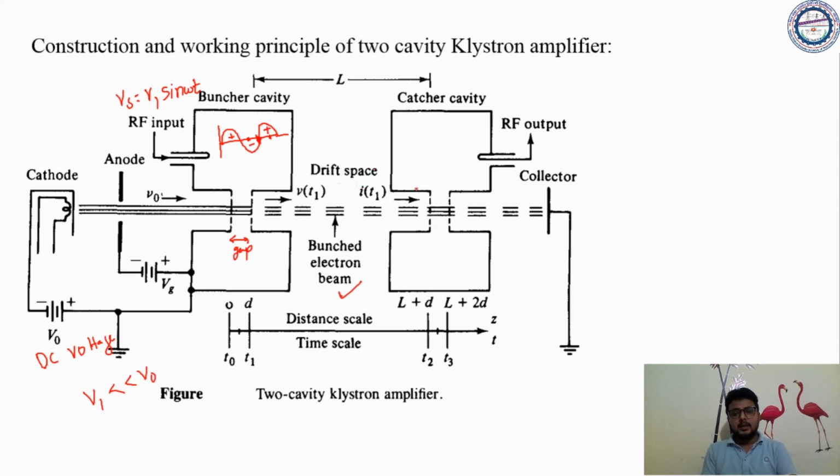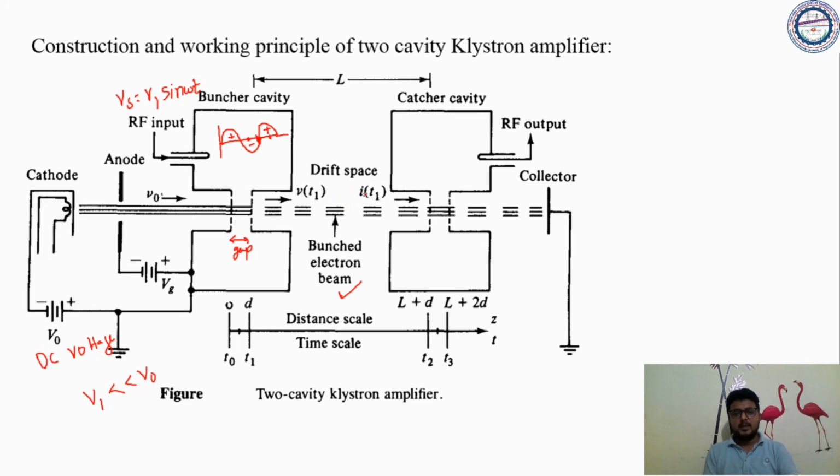Thus the kinetic energy is transferred from the electrons to the field of this cavity, and the beam passes through the catcher cavity and is terminated at the collector, which collects all the electrons, and this process continues. Now the density of electrons in the catcher cavity gap varies cyclically with time. So the electron beam contains an AC signal or AC component, and it is said to be current modulated.